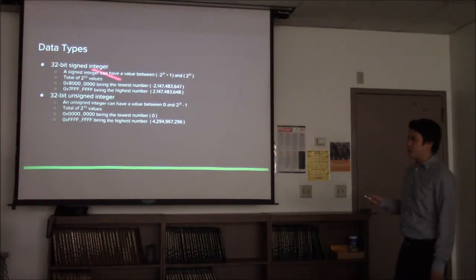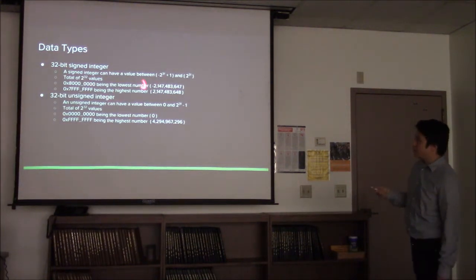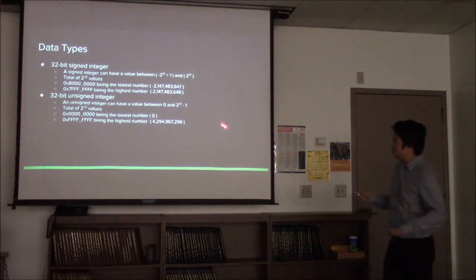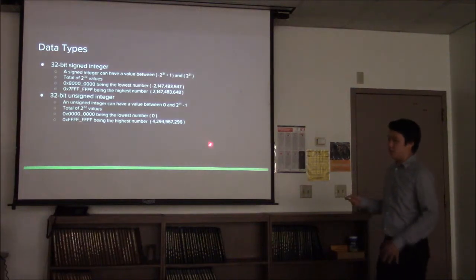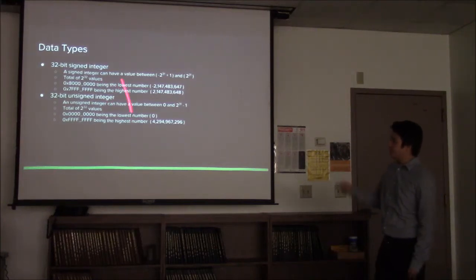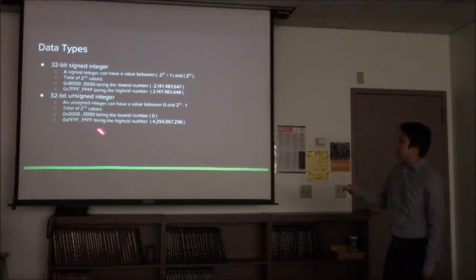The data types we do support in our processor are 32-bit signed integer. There's a total of 2 to the 32 values, and when it comes to signed integers, it is important to note that the most significant bit, the 32nd bit, is the one that determines the sign. So that is why when you look at here, the highest number is 7FFF. You'll realize that the most significant bit here is 0, because that is the highest positive number you can reach for a signed integer. And for unsigned integer, it goes from 0 to 2 to the 32 minus 1. And from 0 to FFFF.